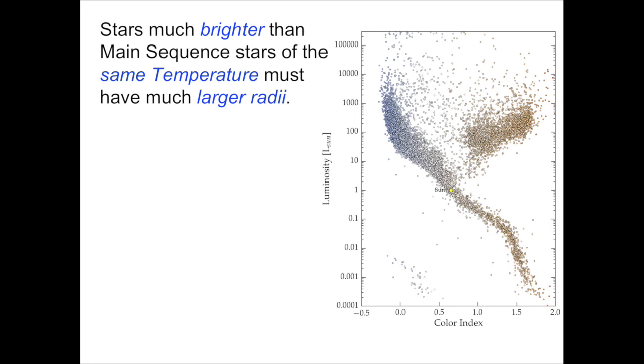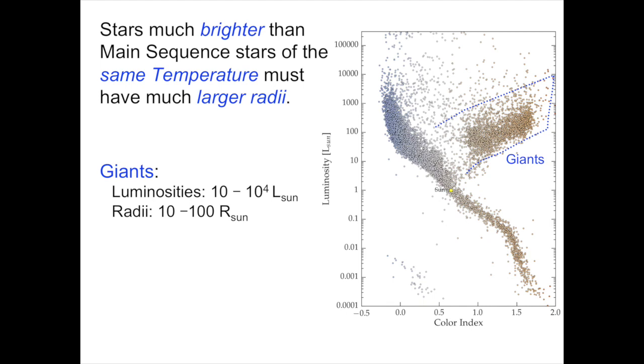Stars that are much brighter than main sequence stars of the same temperature must have larger radii. The luminosity radius temperature relation tells us if two stars have the same temperature, but one star is more luminous than the other, the more luminous star has the larger radius. We recognize two basic loci of these stars on the HR diagram. The first of these groups are somewhat suggestively called the giant stars. These have luminosities between about 10 and 10,000 times the luminosity of the Sun at their most luminous, and will have radii between 10 and 100 times the radius of the Sun.